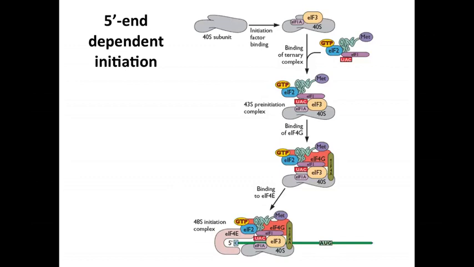So let's take a look at 5' dependent initiation. Here we have a 40S subunit. These are free in the cell.